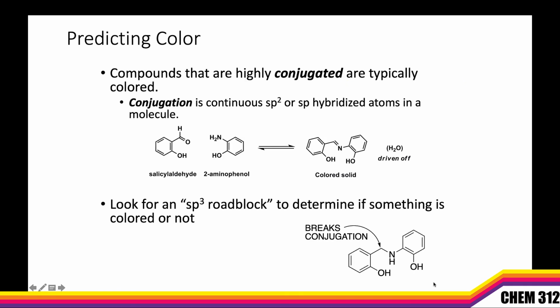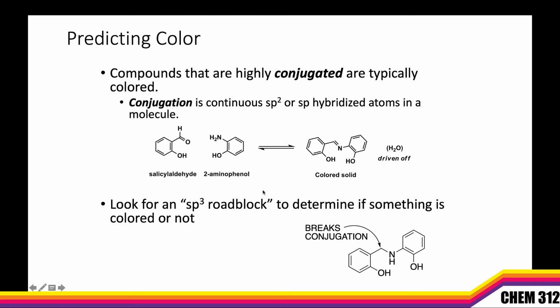So if we look at a chemical structure, such as our imine compound, what we notice is that this entire structure is composed of atoms that are sp2 hybridized. This ties back to hybridization that we learned about earlier in the term. And as long as we have this uninterrupted, long chain of sp2 or sp hybridized atoms, we would predict that a compound would have a color.